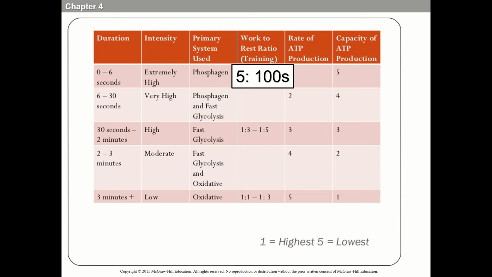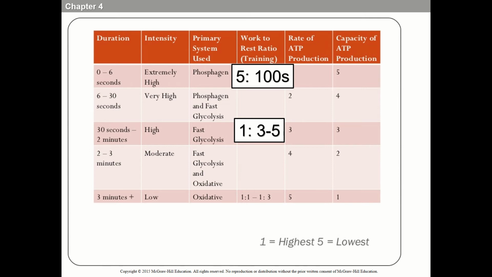If we're trying to work in the anaerobic glycolysis range, the one that's 3 and 3 for rate of production and capacity for production, that one is a 1 to 3 or a 1 to 5, and 30 seconds to 2 minutes is typically where that ends up being. So you go really hard for 1 minute, and then you rest for 3 to 5 minutes.